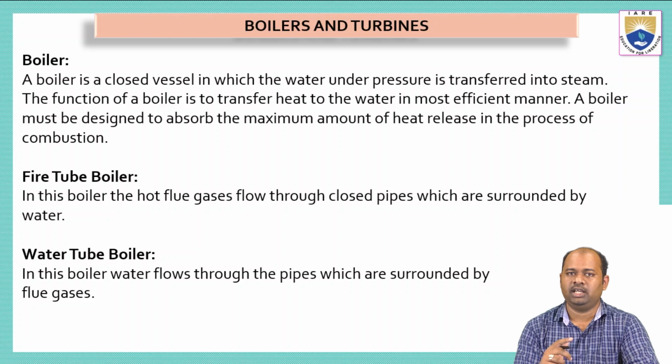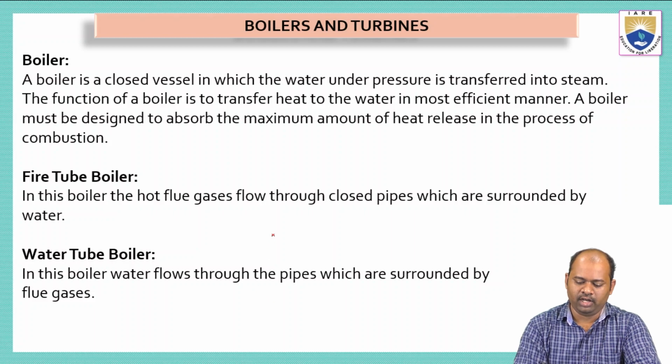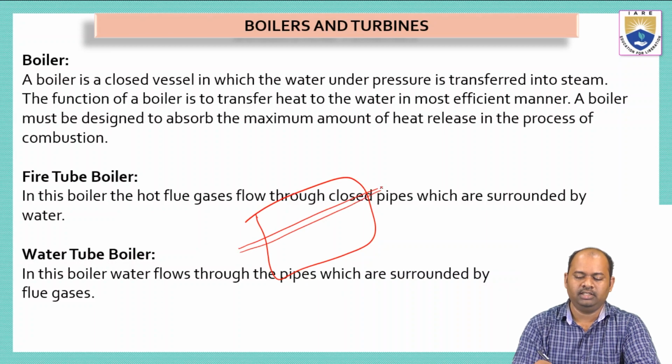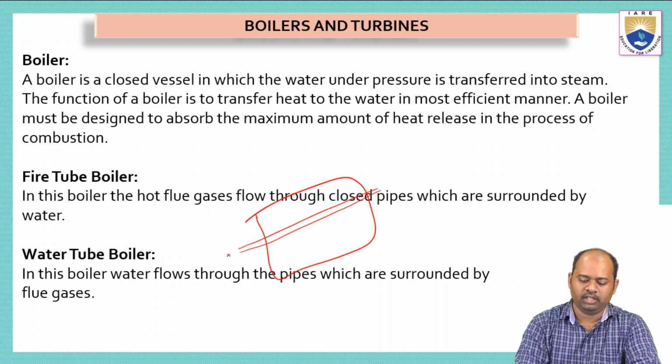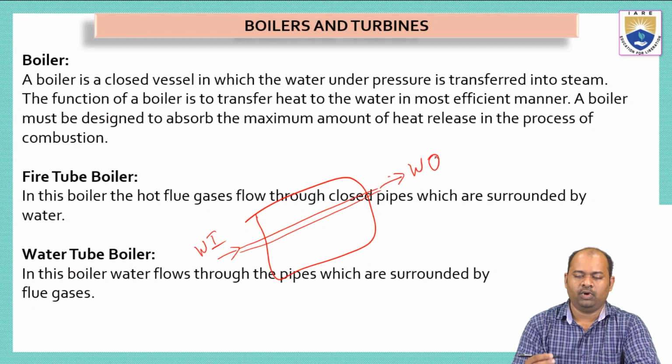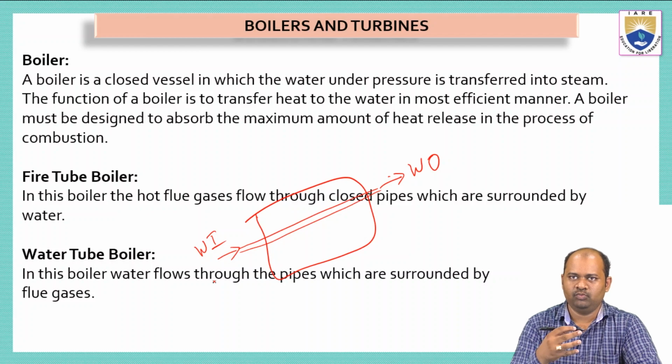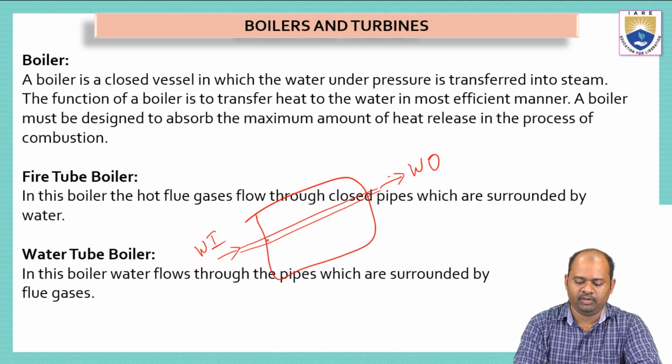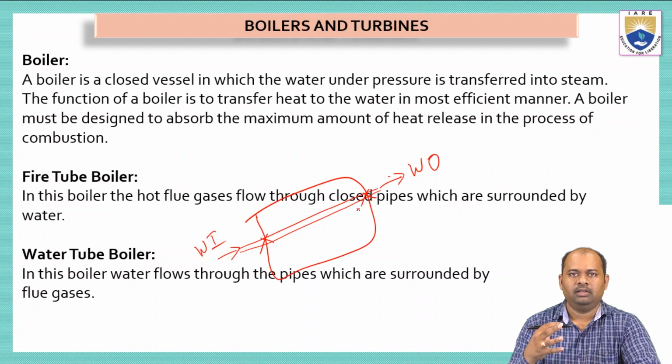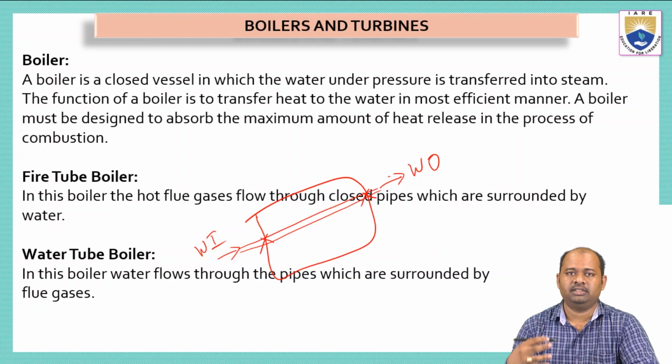And then we have another type of boiler, that is the water tube boiler. In a water tube boiler, the water will be flowing through the pipes. We have a boiler, and inside this we will keep some pipes. Inside the pipe, we will make the water flow, with a water inlet and water outlet. The water that enters at the inlet, while it is moving through the pipe from the leftmost point to the rightmost point, will be heated and steam is generated.